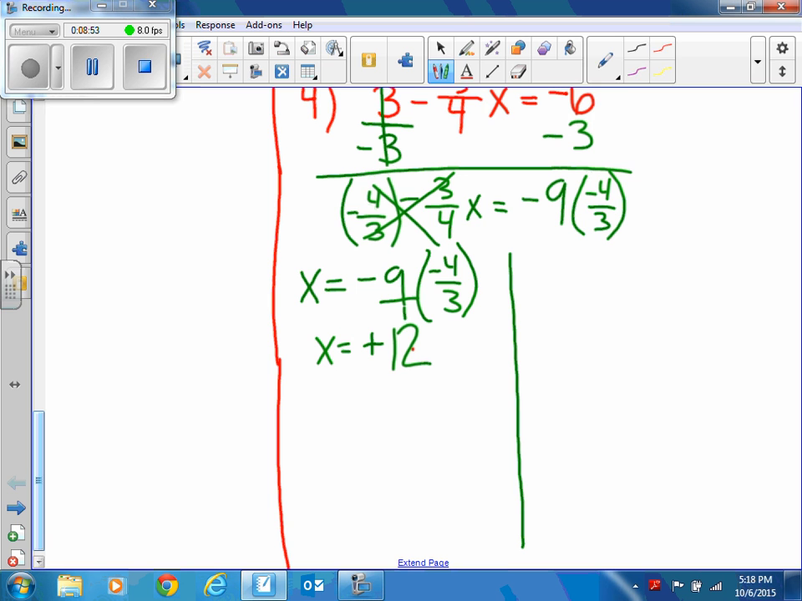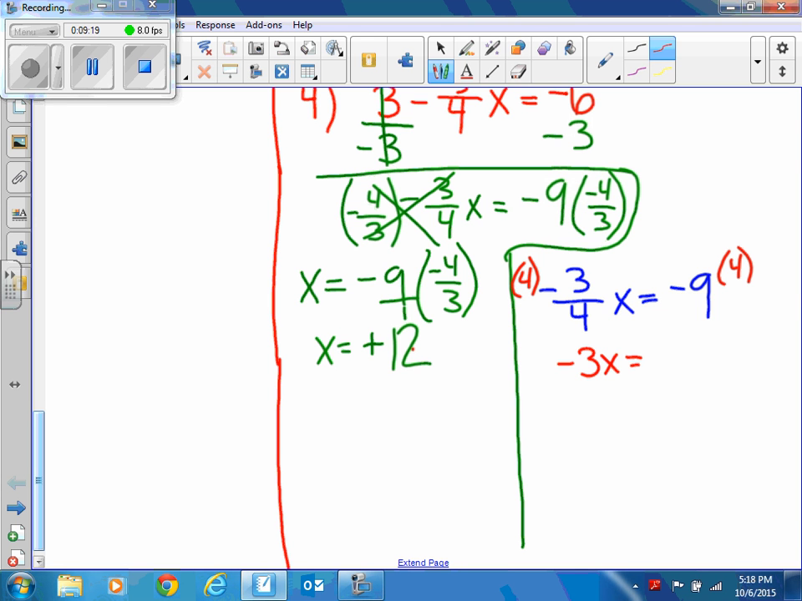All right, the other way to do it is, if we have negative 3/4 x equals negative 9. All right, we have a division problem. We have negative 3 divided by 4. We're going to multiply both sides by 4, by the denominator. Now we have negative 3x, and that is equal to 36.